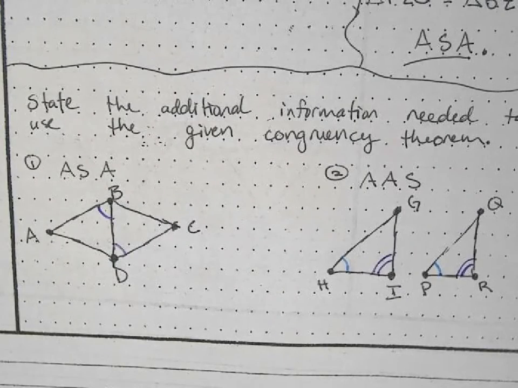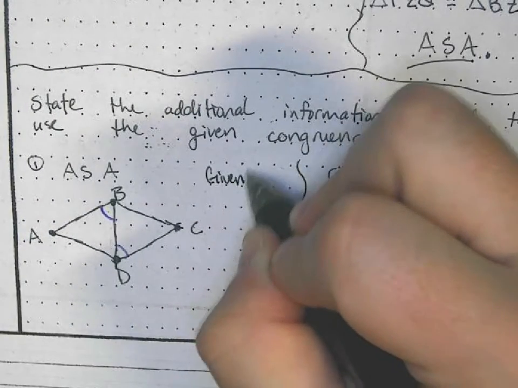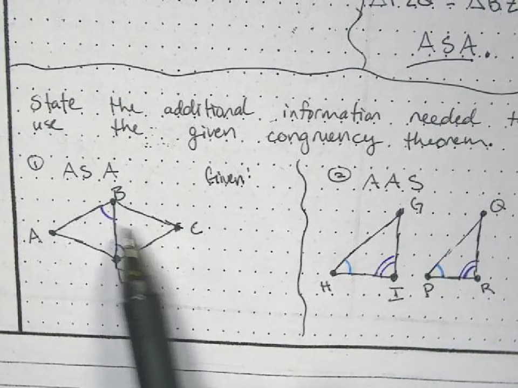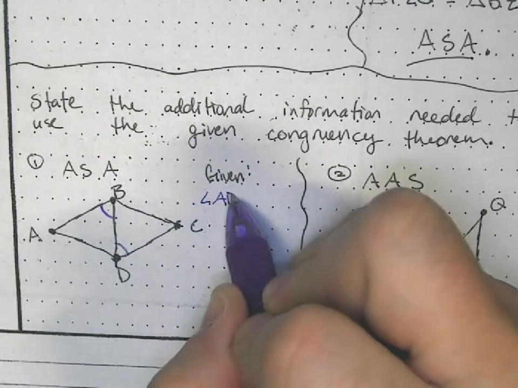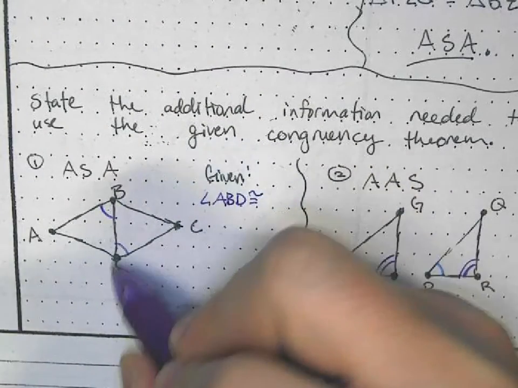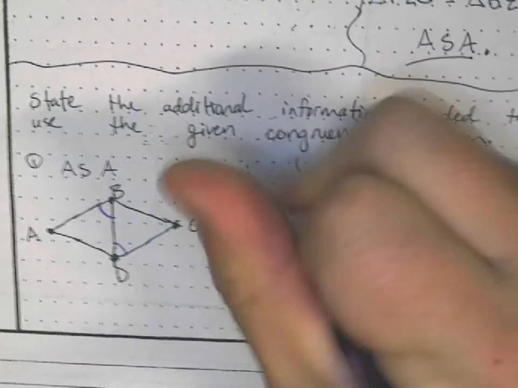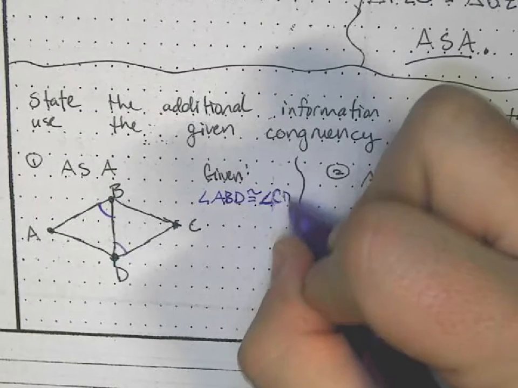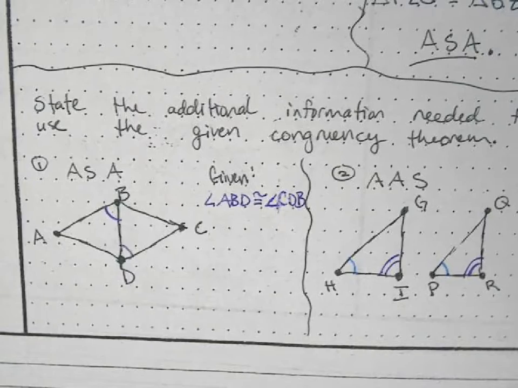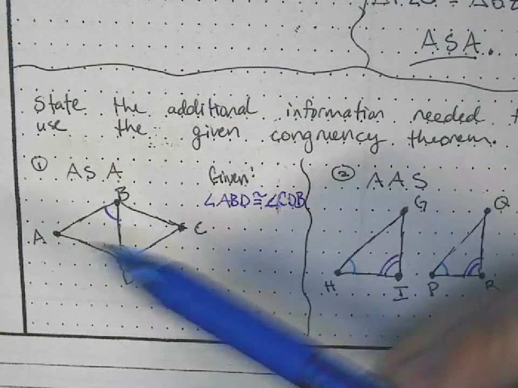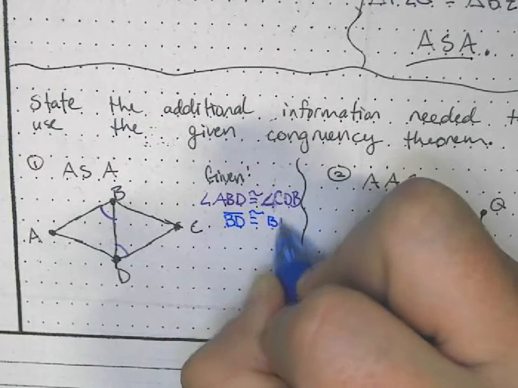Okay, let's start with number 1. What is given and what do we need? Well, given is our purples. That one's easy to see. Angle ABD is congruent to angle CDB. And our second piece of information is that hidden piece of information. The side that's being shared is congruent. So I can say BD is congruent to BD.